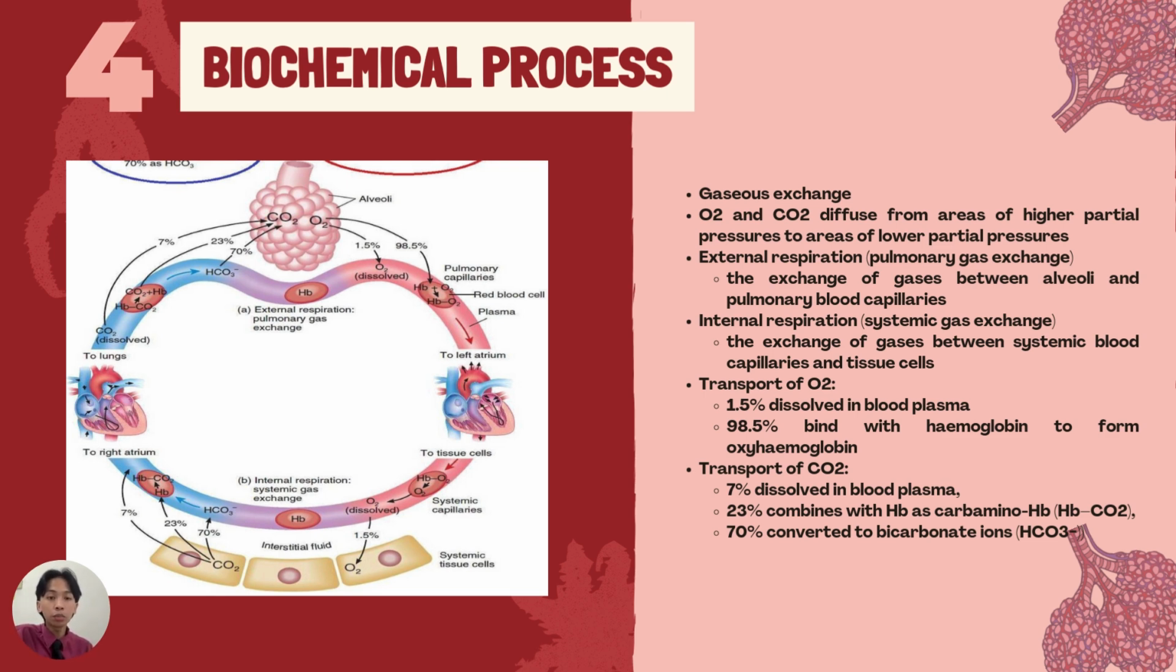So, how is the transport of oxygen and carbon dioxide done? For the transport of oxygen, only 1.5% is dissolved in blood plasma, whereas the remaining 98.5% will bind with hemoglobin to form oxyhemoglobin. And for the transport of carbon dioxide, only 7% will be dissolved in blood plasma, 23% will combine with hemoglobin to form carbaminohemoglobin, and 70% will be converted into bicarbonate ion.